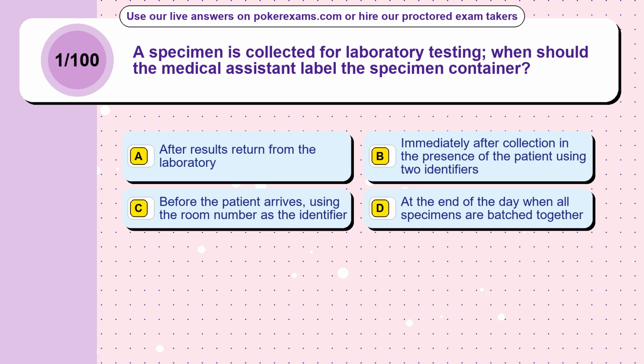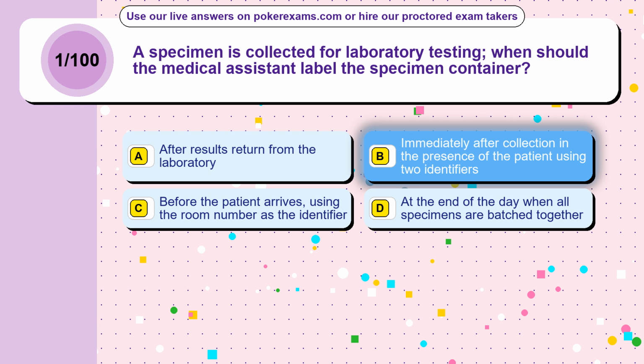Option C. Before the patient arrives, using the room number as the identifier. Option D. At the end of the day when all specimens are batched together. The correct answer is option B. Immediately after collection in the presence of the patient using 2 identifiers.